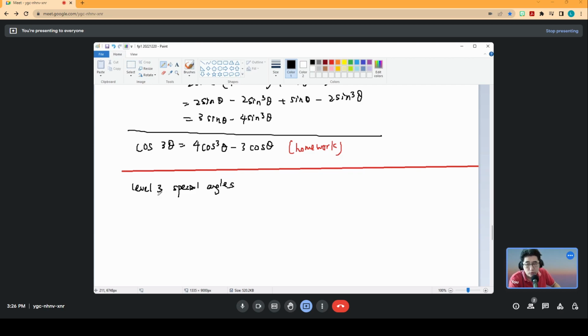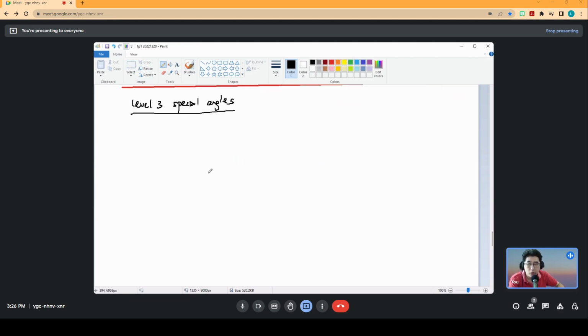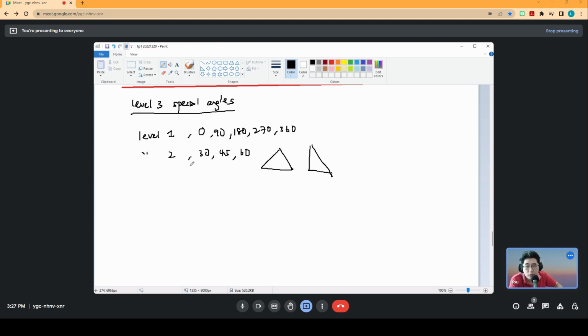Okay, we come to level 3 special angle. So from this level 3 special angle, what do we have from level 1? Remember earlier we have the 0, the 90 degree, 180, 270, 360. Level 2, we have the ones that relate to 30 degree, 45 degree, 60 degree, corresponding to the two triangles. Now it's talking about level 3.